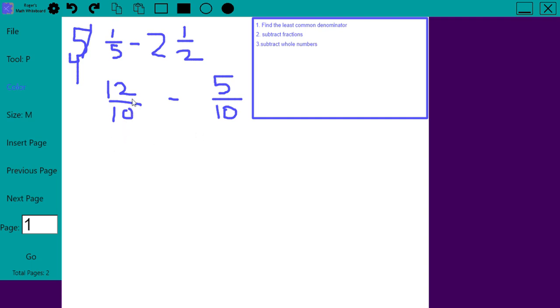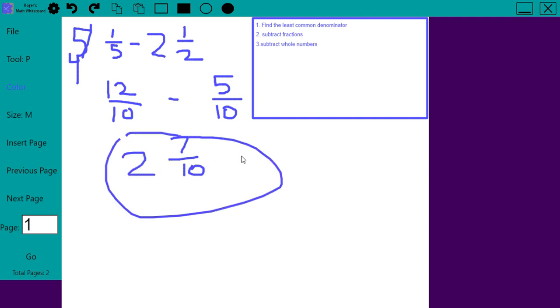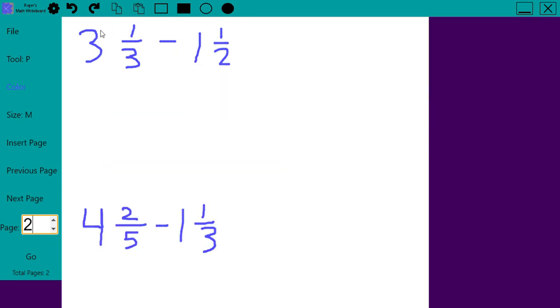Alright. After that, now I just subtract. 12 over 10 minus 5 over 10 gives me 7 over 10. Now I subtract the whole numbers. So 4 minus 2 gives me 2. So my answer is 2 and 7/10. Alright, let's try a few more problems.